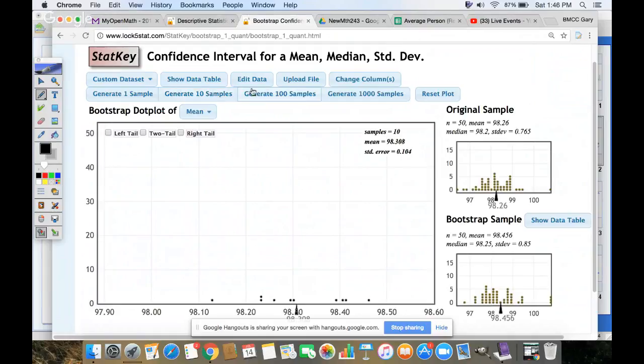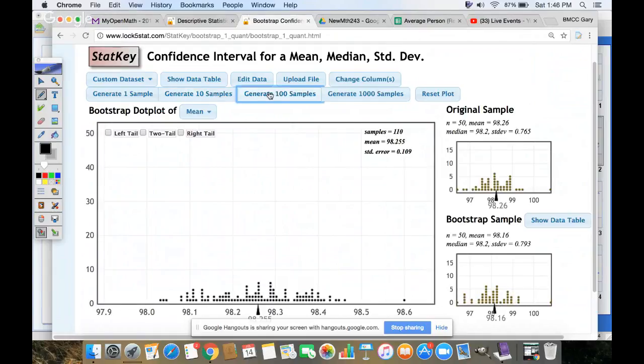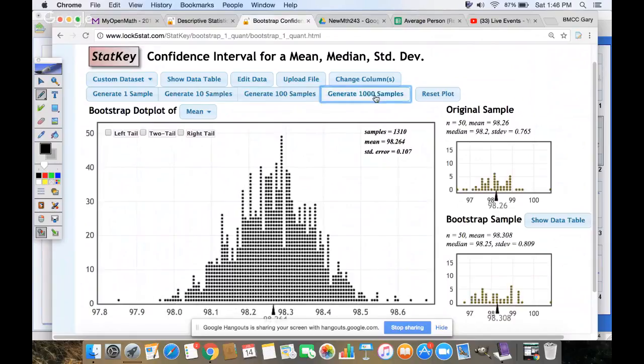So I could generate more. I could grab 100 different samples, and every one of these dots is the average from a new shuffle of the original data. They're all going to have slightly different histograms when I point to their dots here. Okay? And they're shown here, right? And here always shows the original right there. So I could do another 100 and another 100. I could even say, hey, give me 1,000 of them.